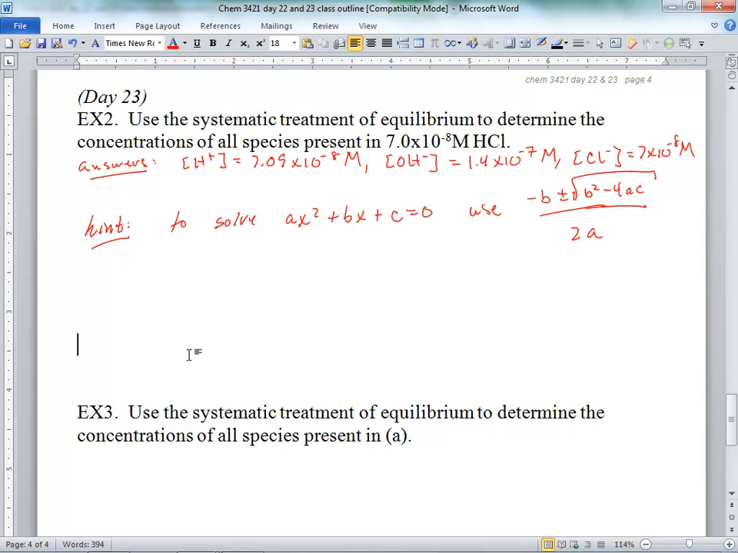1, 2, 3 unknowns. Okay? So substitute that number in up here for the chloride. Now you know what H is. So let's substitute this whole mess in for H. And then you're going to have one equation with one unknown. See that?